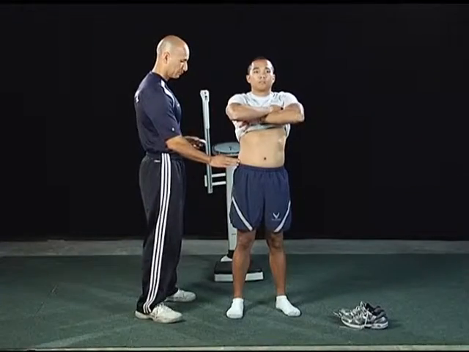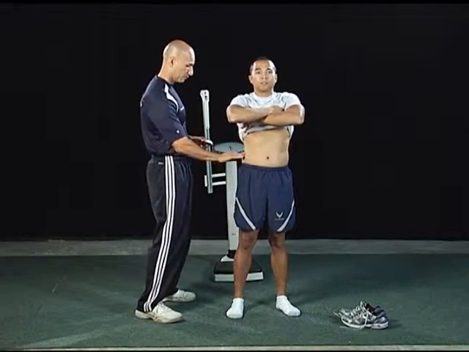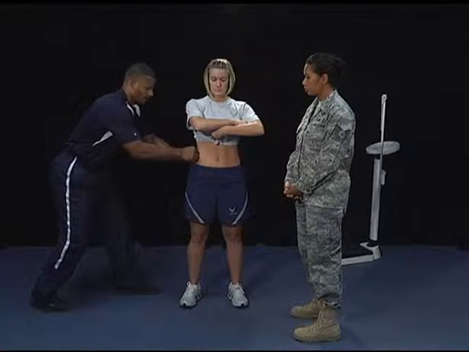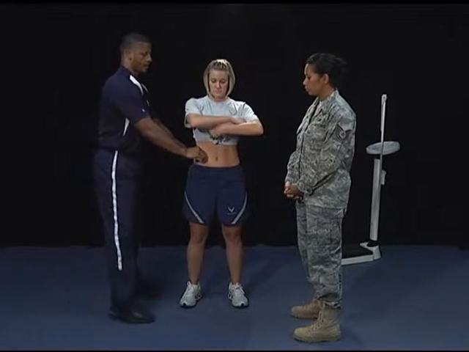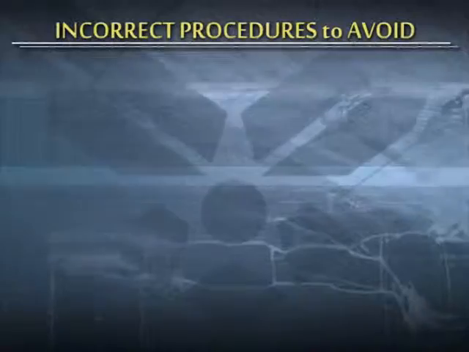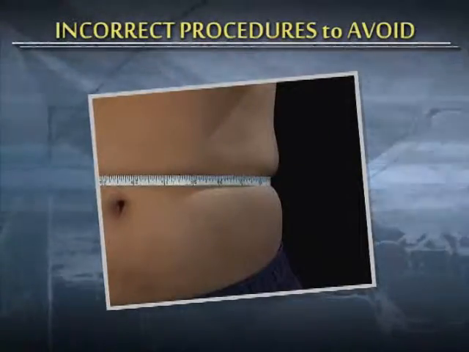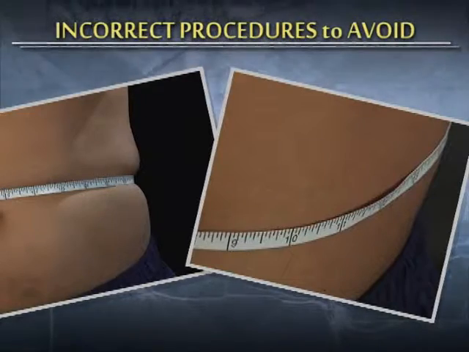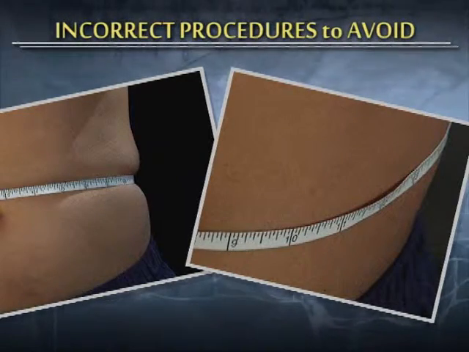Assessors conducting this measurement should be the same gender as the member. When an assessor of the same gender is not available, an observer of the same gender must be present. For you assessors out there, here are some improper techniques to avoid. Don't pull the tape too tight or allow it to be too loose, as this will render an incorrect measurement.